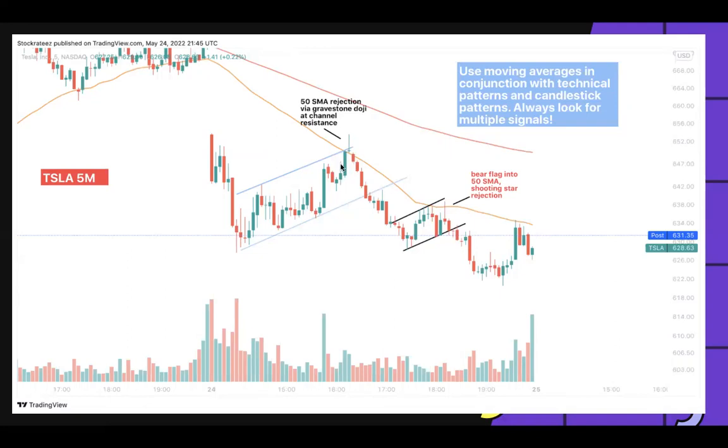So here we have a rejection of the 50 SMA. What do we have here? Gravestone doji. You could call it shooting star, doesn't matter. But that is going to be a good entry. The candle next below the gravestone doji low, that's going to be a good short opportunity. And then what can you do? You can ride the stock until it closes above 50 SMA.